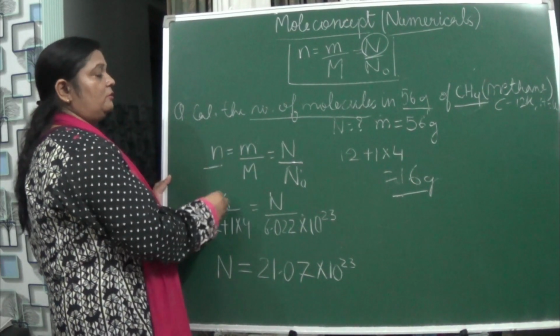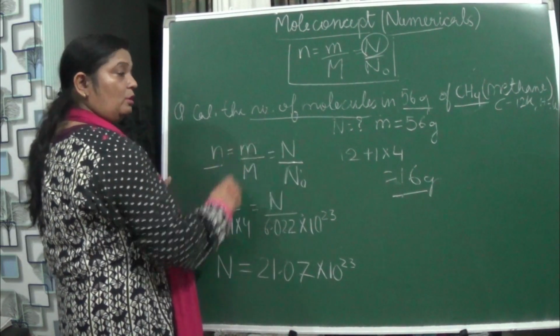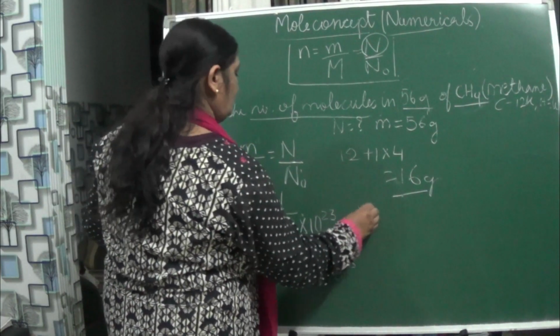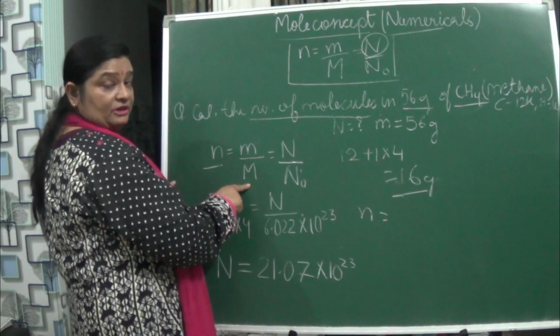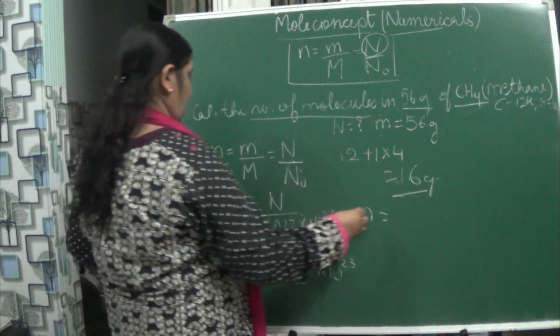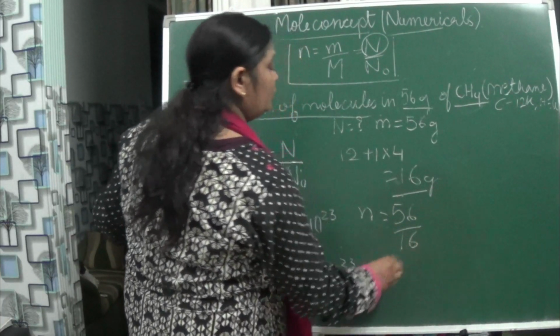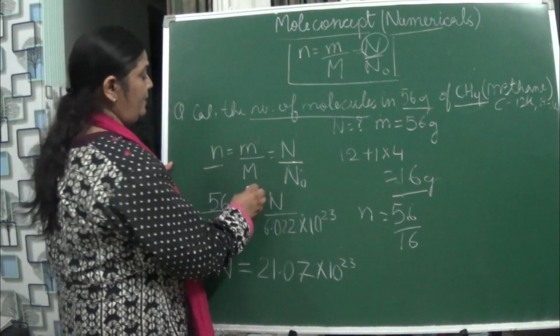Number of moles is equal to what? Given mass upon molar mass. You can go step by step also. So if I am saying n is equal to how much? m upon M, means given mass upon molar mass. So it becomes 56 upon 16. If you want, you can go in this manner also, or you can just do it directly by this.